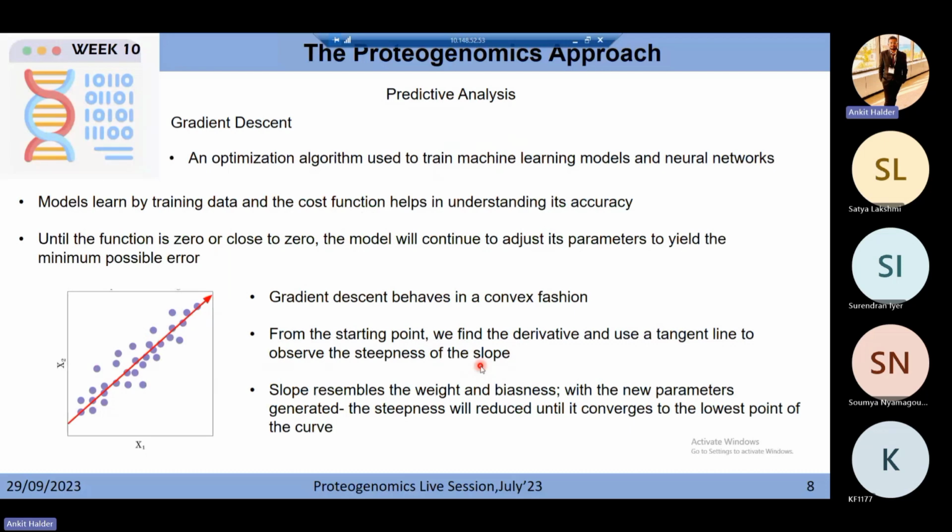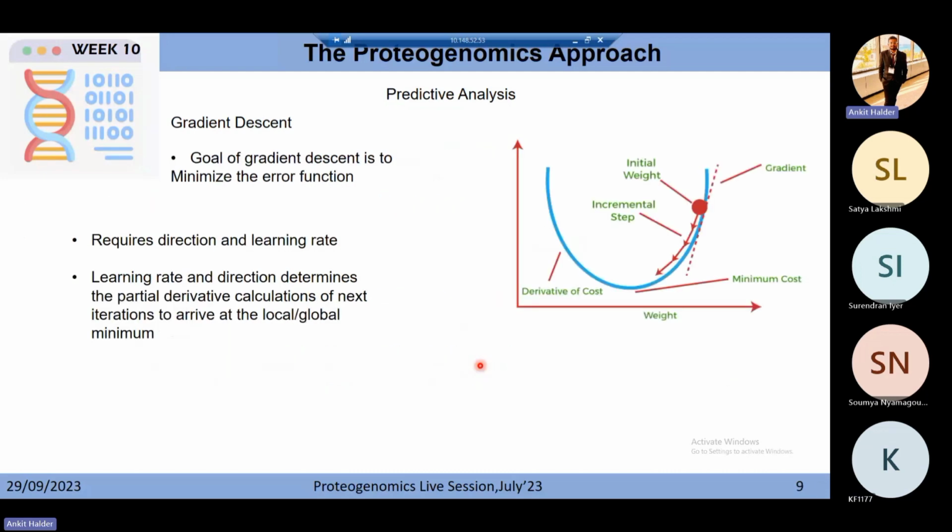The slope resembles your weight and bias, and with the new parameters generated, the steepness will reduce until it converges to the lowest point of the curve. This is your analysis for predictive analysis. So what is the goal of gradient descent? We can now easily understand that the goal of gradient descent is to minimize our error function. Whatever error function is there, we will need to minimize it.